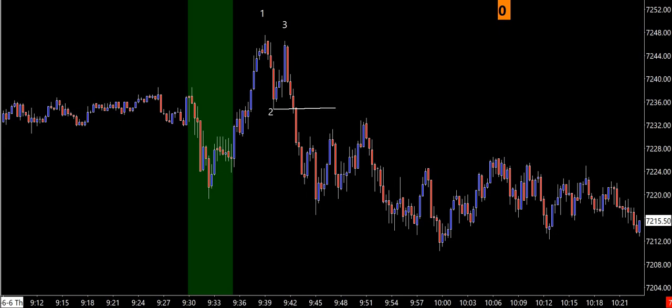So let's just use this guy over here. This would be a 0.1. This would be a 0.2. And this would be a 0.3. And it takes out the low, but it doesn't close below the low. So in this case, you don't have anything. So I always wait until the price closes. Then it comes up here and takes it out. So this would be a 2B setup.